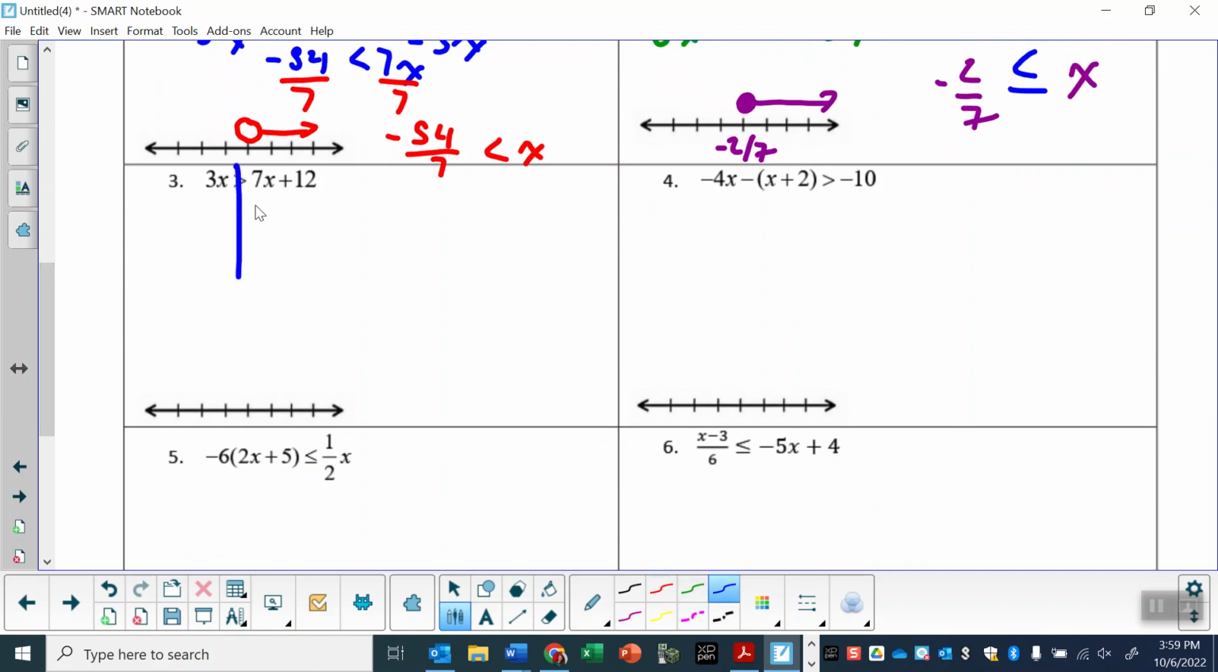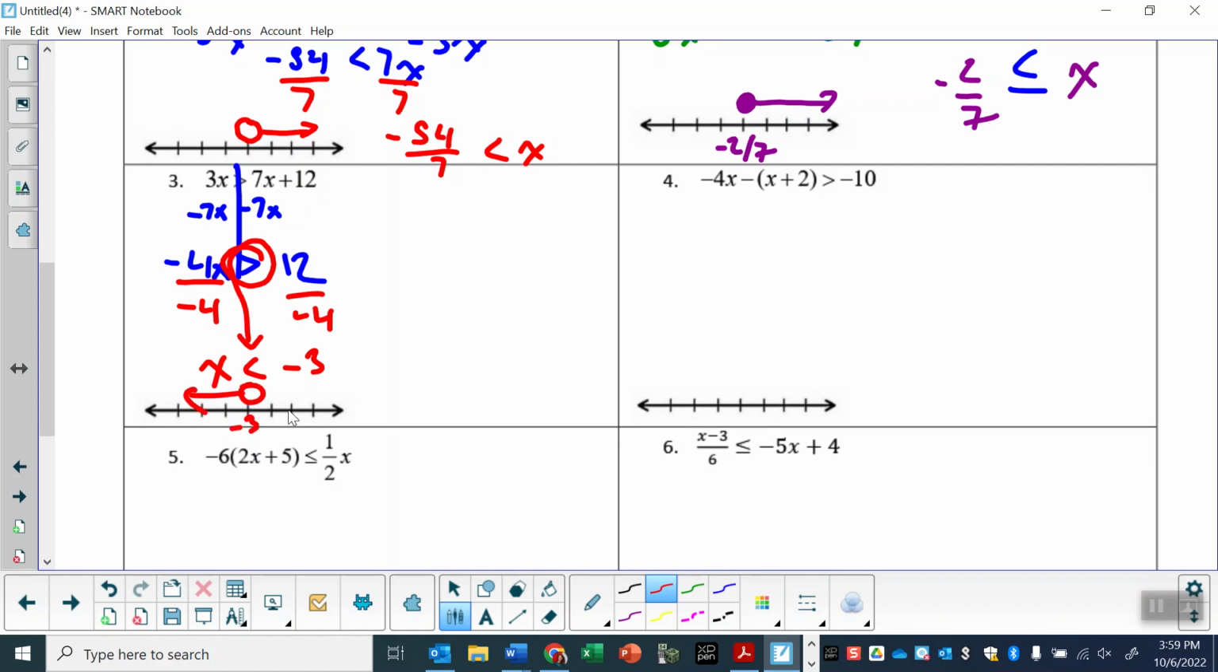Number 3, variables on both sides. Get your variables on the same side. -4x is greater than 12. Divide both sides by -4. Since you're dividing by a negative, the sign has to flip. So x is less than -3. Open circle, arrow to the left.